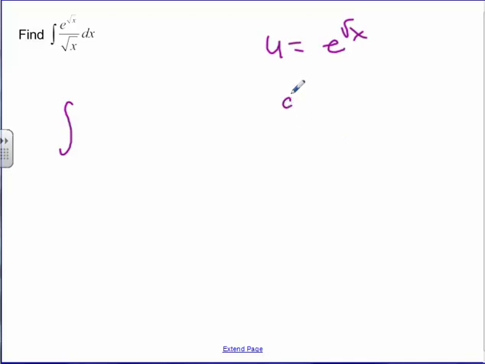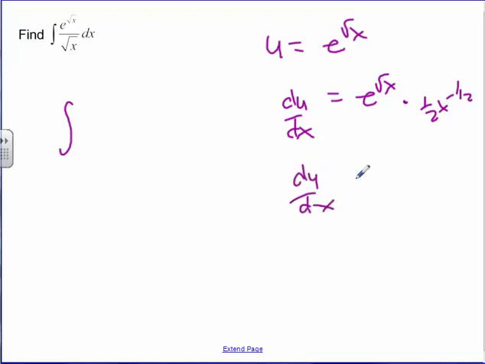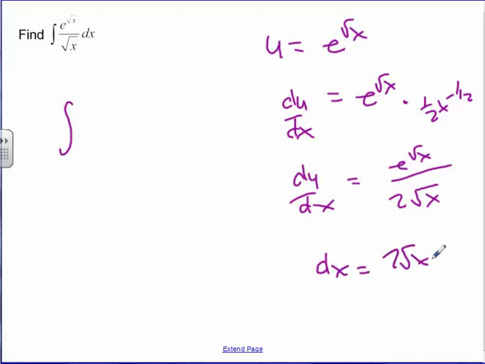So if I do that, then it means that my du over dx is going to be equal to e to the root x times the derivative of the root x, which will be 1/2 x to the minus 1/2. So, even before I get too much further, that means that it's going to be e to the root x divided by 2 root x. So, this could work. We'll give it a try. This means that to get dx by itself, dx is going to be equal to 2 root x times du. I'm going to divide it by e to the root x.